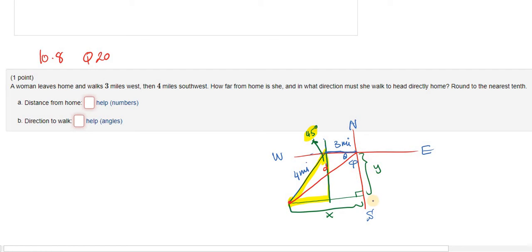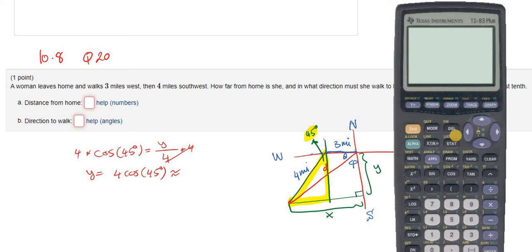I can say that cosine 45 degrees in this yellow triangle that I just created right here, the yellow one, is adjacent, which is y, over hypotenuse, which is 4. So cosine 45 degrees is equal to y over 4. Now, I can find y by multiplying both sides by 4. So y equals 4 cosine 45 degrees, which is going to be approximately, and I will put it in degree mode.